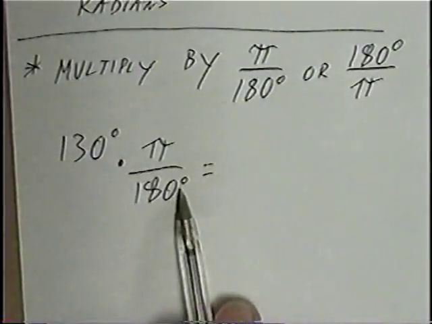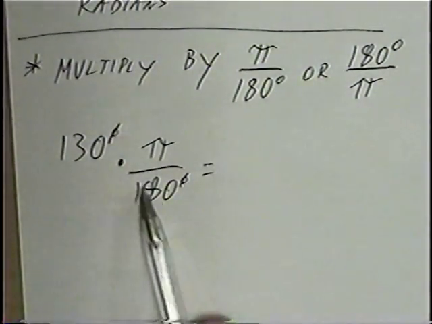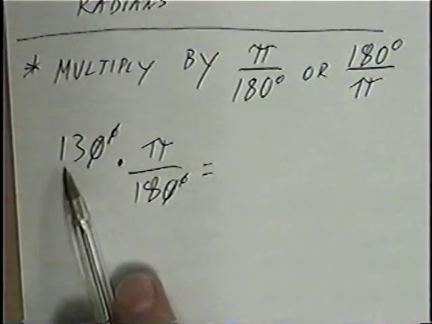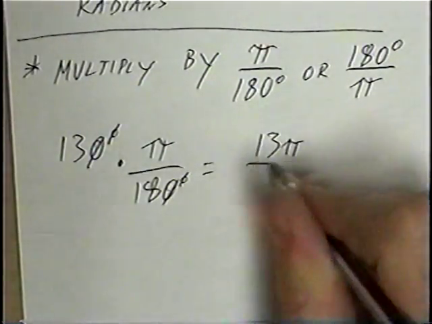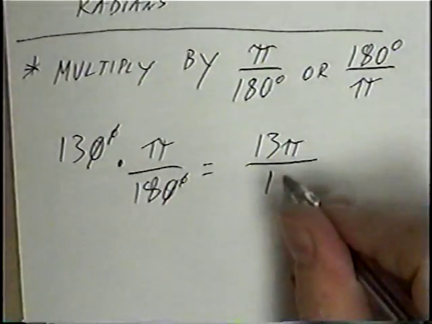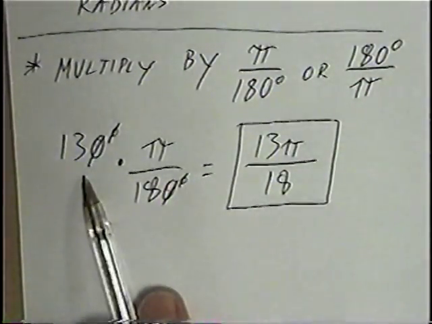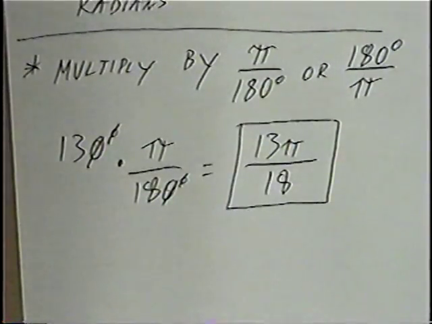Multiplying, the degrees would cross cancel. You could also divide by 10 or cross out the zeros. And we'll be left with 13 times pi divided by 18. And what this means is 130 degrees is the same as 13 pi over 18.